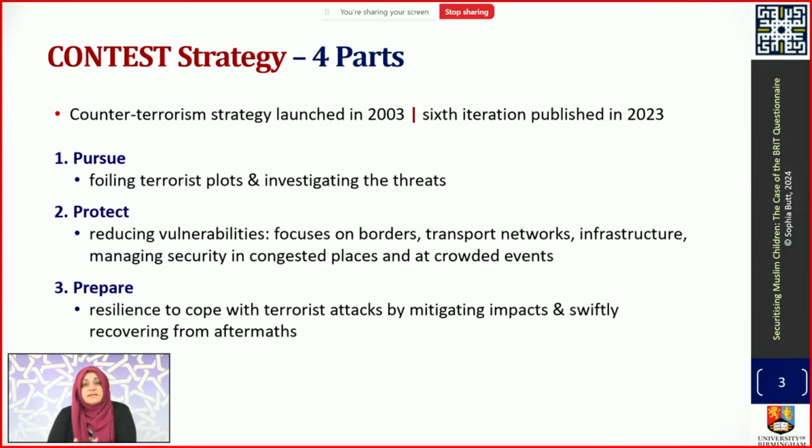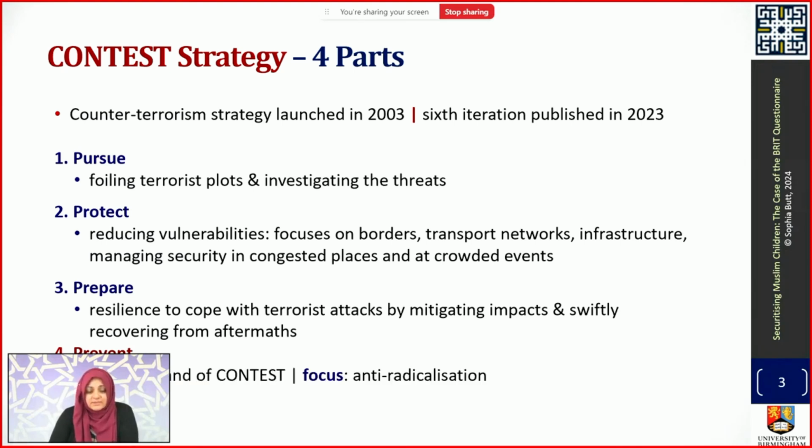Prepare is about resilience. This is like in the eventuality of a terrorist attack, how does the UK cope with that? How does it cope with the aftermath, mitigating the impacts, and being resilient, demonstrating resilience? And there's Prevent, which a number of you may already have heard about, be familiar with, Prevent strategy. This is the largest part of the Contest strand, and its focus is anti-radicalisation. And what I'm going to be focusing on today is closely aligned with the Prevent strategy.